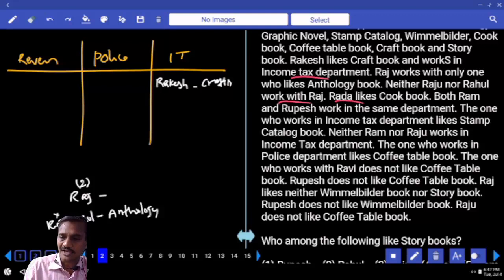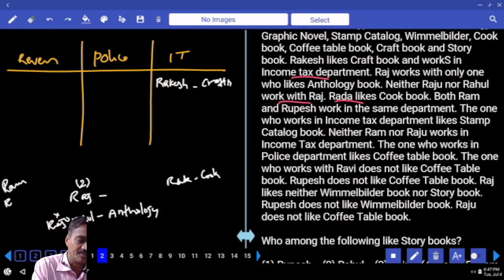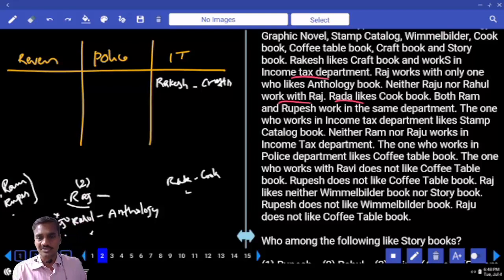Then Radha likes cookbook. Both Ram and Rupesh work in the same department. Ram and Rupesh, these 2 persons working in the same department, cannot be with Raj. Then there will be 3 persons. Along with Raj, Raju cannot be here, Rahul cannot be here, Ram cannot be here, Rupesh cannot be here, Radha cannot be here. And 1, 2, 3, 4, 5 persons cannot be, so the remaining 2 persons can be along with Raj.